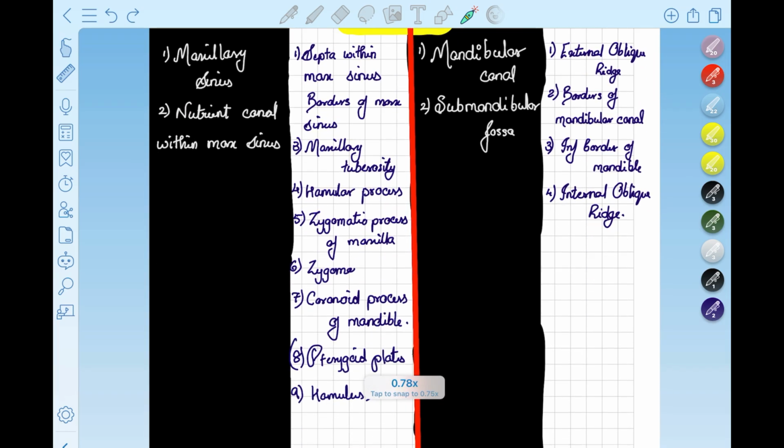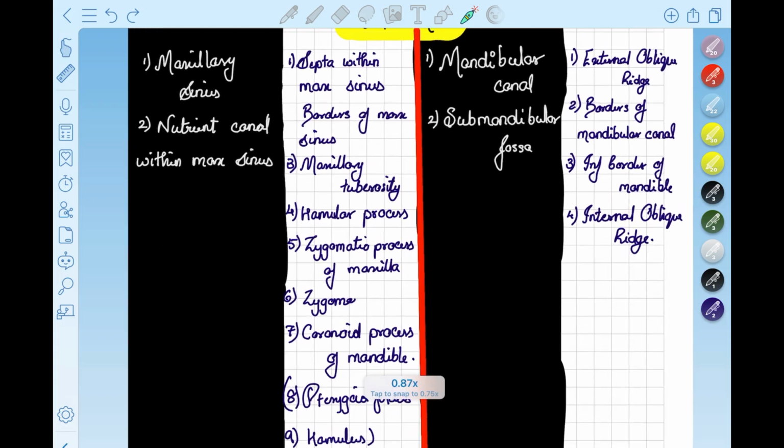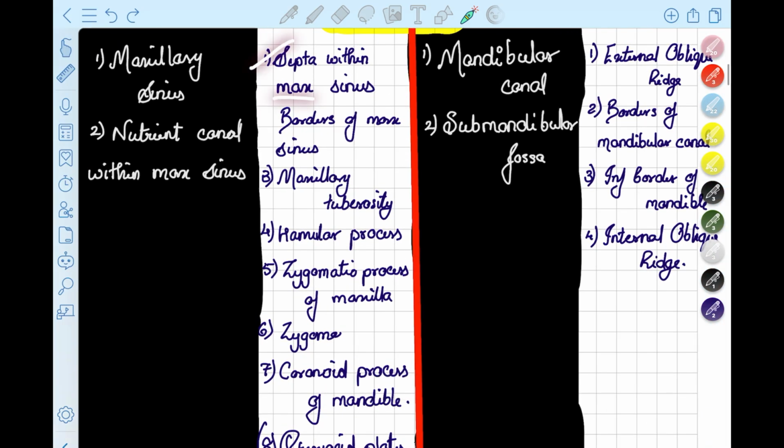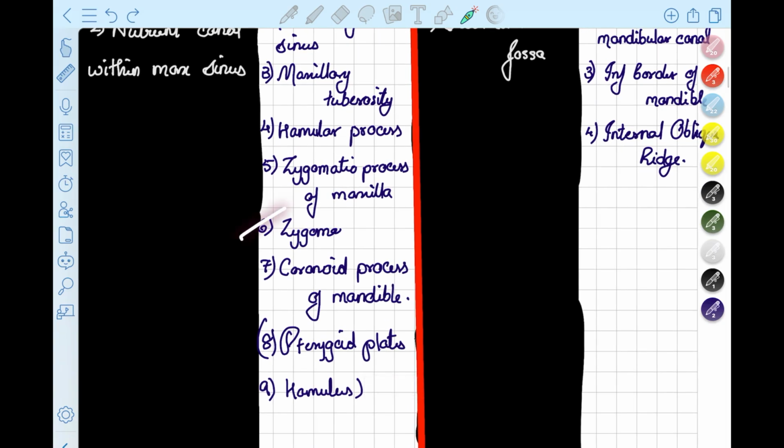While in the last region, that is the molar region, the radiolucent structures are again maxillary sinus and nutrient canals. In the molar region, the radio-opaque structures located are septa within maxillary sinus, border of maxillary sinus, maxillary tuberosity, hamular process, which was the continuation of the medial pterygoid plate, zygomatic process of maxilla, and zygoma. Zygoma is made with the help of zygomatic process. Coronoid process of mandible.